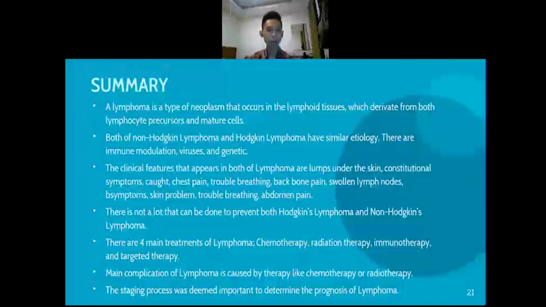Fifth, there are four main treatments of lymphoma: chemotherapy, radiation therapy, immunotherapy, and targeted therapy. Sixth, the main complication of lymphoma is caused by therapy like chemotherapy or radiotherapy. And the last one is that the staging process is deemed important to determine the prognosis of lymphoma. So that's all from us.